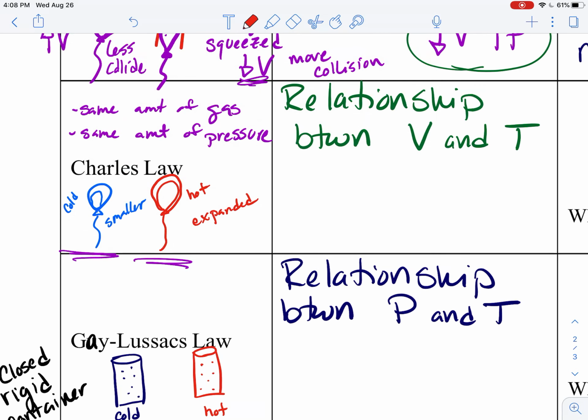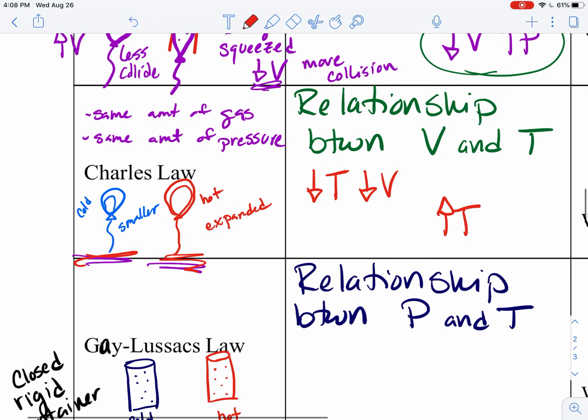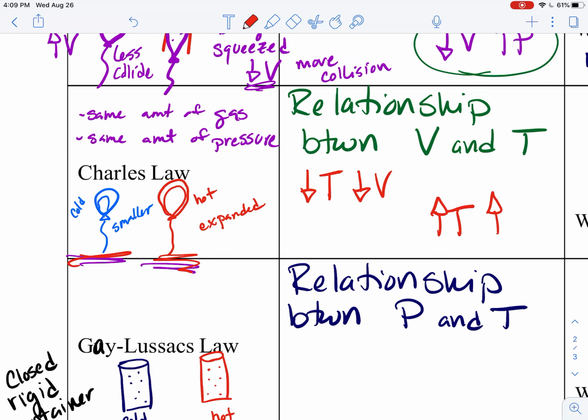As our temperature decreases, like in this first scenario over to the left, then what we also see is that the amount of space that gas is taking up is also decreasing. So as temperature decreases, volume is also decreasing. And on the other hand, when we see temperature increase, we also see that the amount of space that our gas particles are taking up is also increasing. So as temperature goes up, volume is going up.